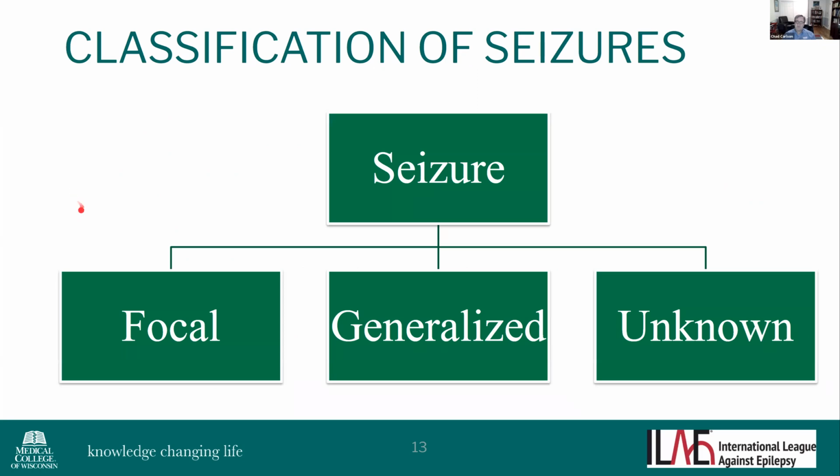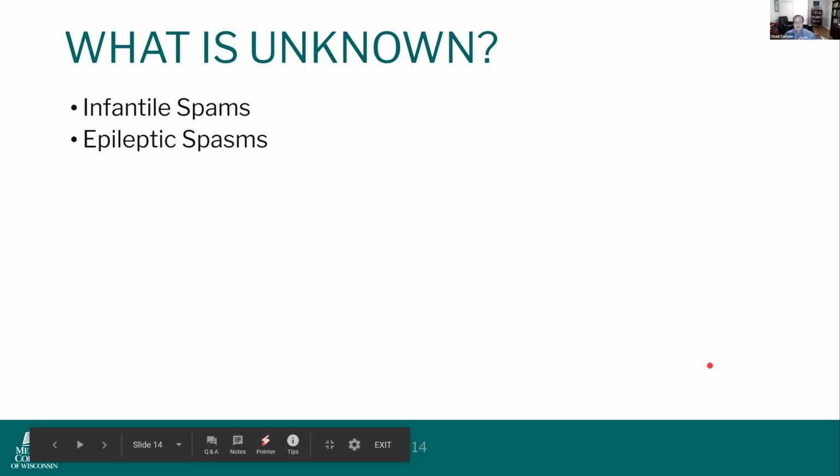Then if we look back at this classification, we've talked about focal and we've talked about generalized. So now we've got unknown. So what is unknown? Well, the unknown comes from not that we don't know that these things exist, but rather focal seizures start in a focus, an area of the brain. Generalized seizures start in the whole brain all at once. The things in the unknown category, the infantile spasms, sorry for the typo there, and epileptic spasms, both are less clear which of those two groups they go into.